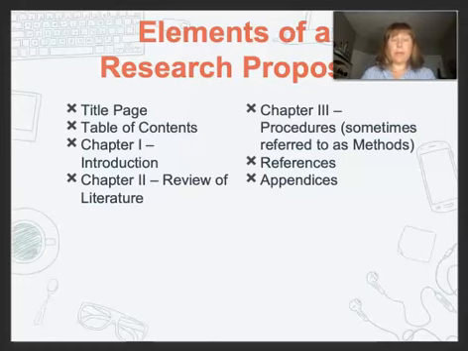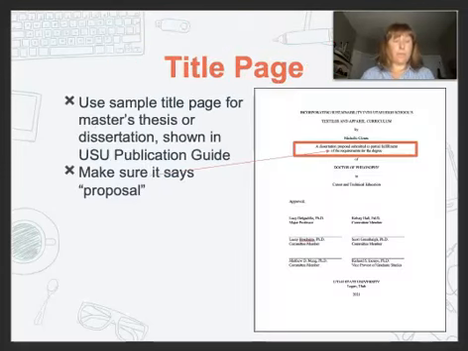I'm going to break down these elements individually, except for Chapter 2 and Chapter 3, which are delivered in separate modules. We will have already gone through references that follow the APA style, so I will not revisit that content. For your title page, our Utah State University School of Graduate Studies provides you sample title pages that you need to edit for your proposal. You can find these in the USU Publication Guide.